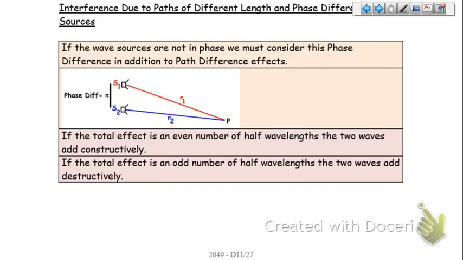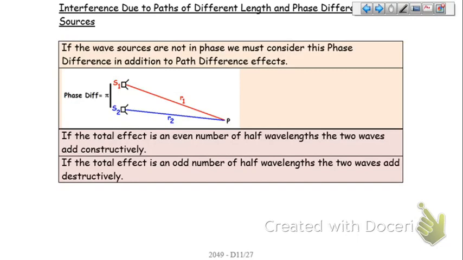Let's say that our source is not in phase. If the wave sources are not in phase, we must consider the phase difference in addition to the path difference. Because if I'm a quarter of a wavelength ahead, I've got to take that into account. If one speaker is a quarter of a wavelength ahead of the other, it's going to change things.